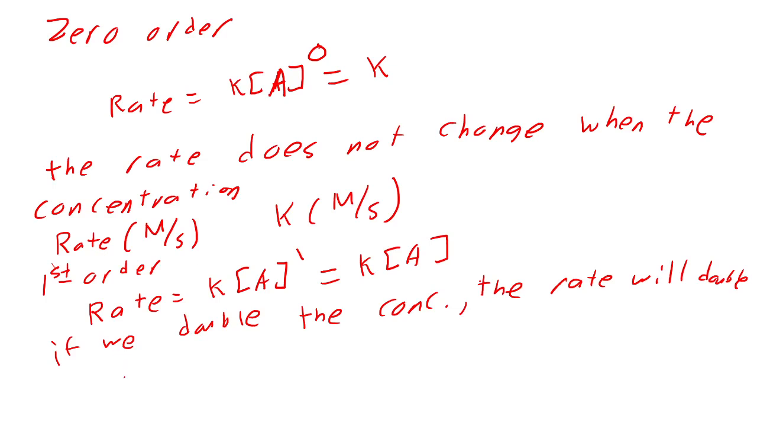The other comment is our unit for K then is just going to be per second, which you might also see written as S to the negative 1. That's because A is in units of molar. So if you multiply molar times inverse seconds, you get molar per second. So that's our first two orders.